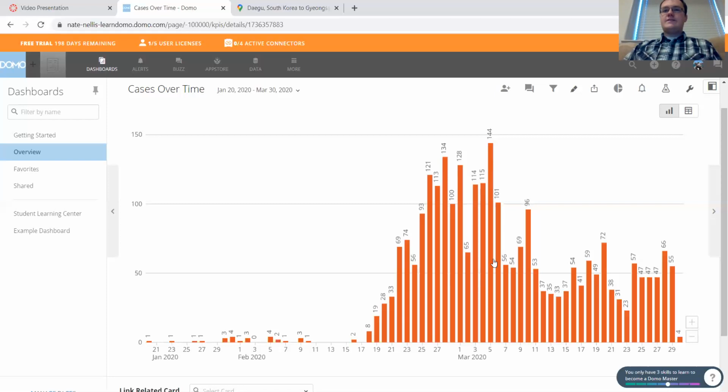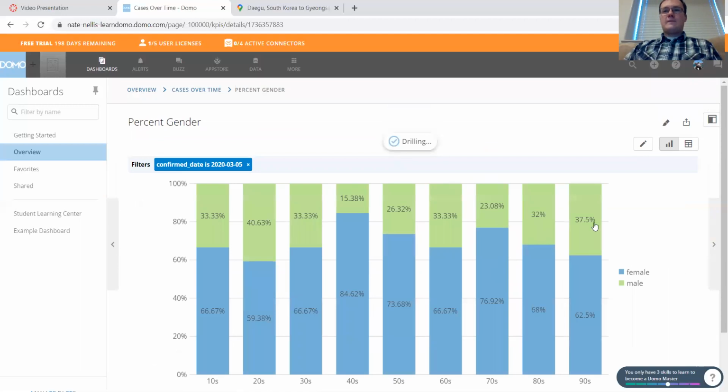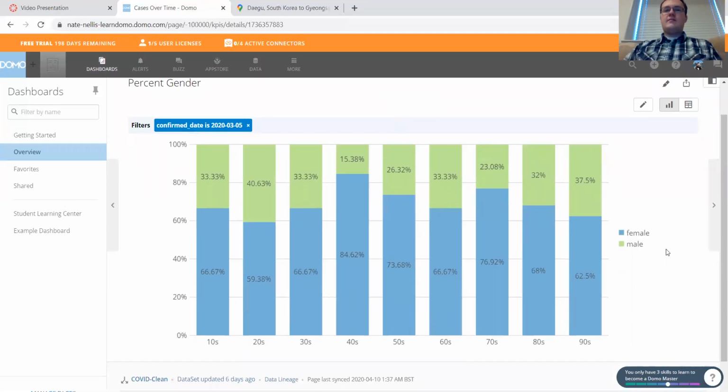So I'm going to select this day with the most cases so we can learn a little bit more about what's happening there. This leads us to a graph where it shows us for each decade of people, the percentage or the portion of that group that were each gender. What's really interesting, I thought, was how many females there are here. The lowest here is about 60% in the 20s, but it can be as much as 85%, where most of the people who are getting infected are female.